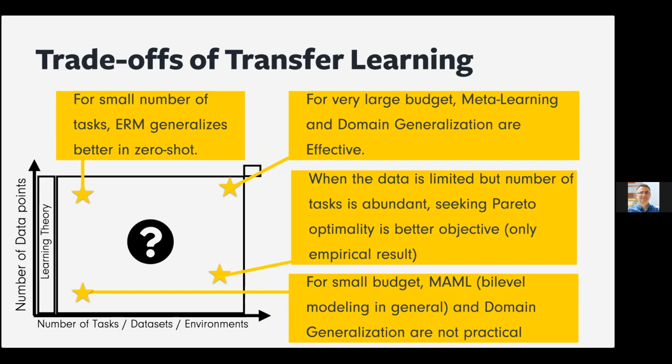One is the low number of tasks with high number of data points, or high number of tasks with reasonable number of data points. If you have a high number of tasks and a low number of data points, where the data is limited but the number of tasks is abundant, seeking a multitask objective is actually better, both empirically and theoretically. Or if you're at the level of a small number of tasks but a high number of data points, you should definitely use ERM. And we can actually show that it will improve with respect to all the existing algorithms.